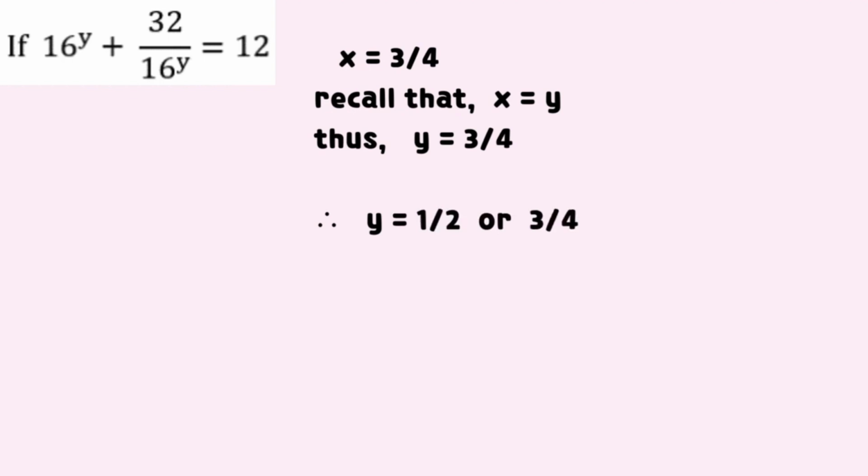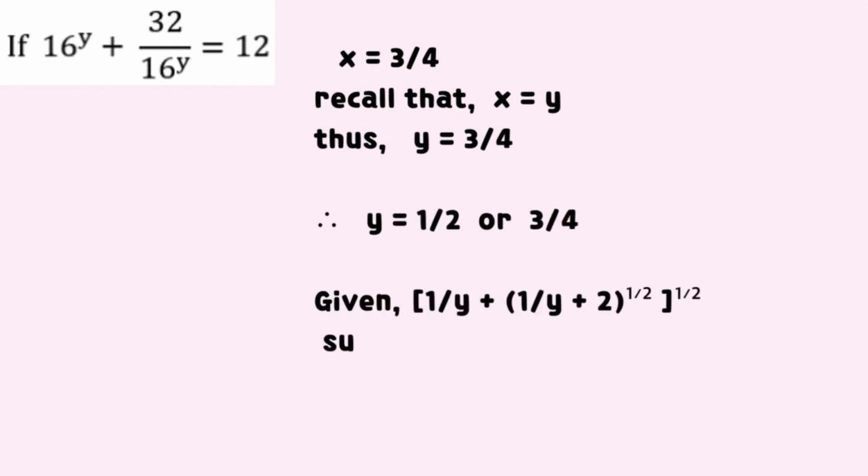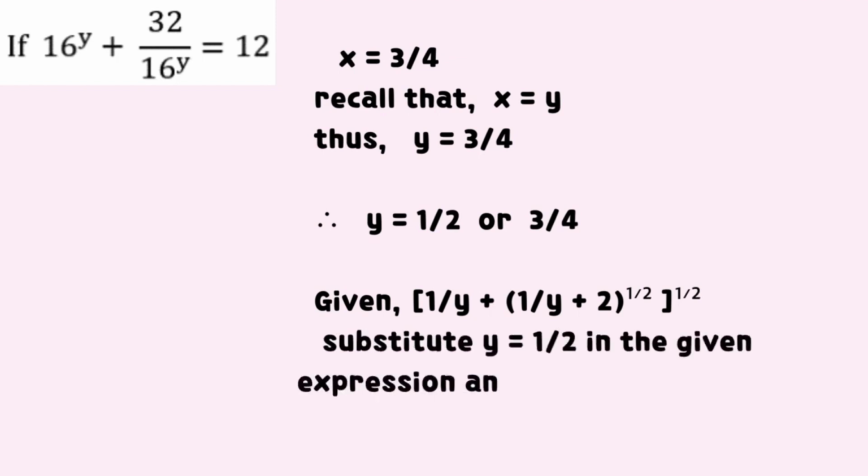Recall that x equals y. Thus, y equals to 3 divided by 4. Therefore, y equals to half or 3 divided by 4. From the given expression, the square root of the sum of 1 divided by y and the square root of the sum of 1 divided by y and 2. Substitute y equals to half in the given expression, and we have that.